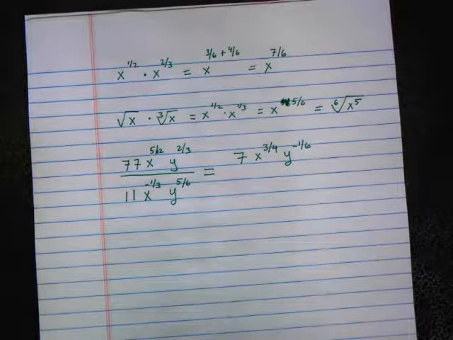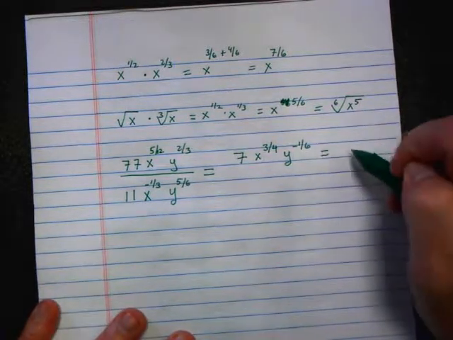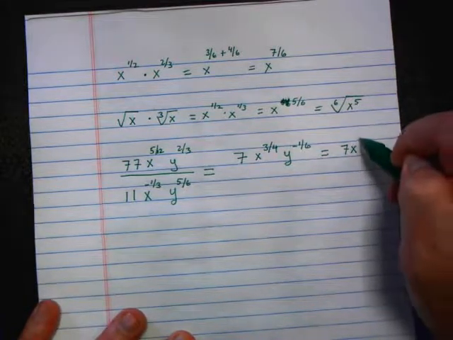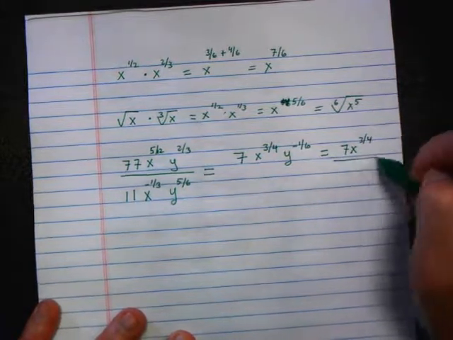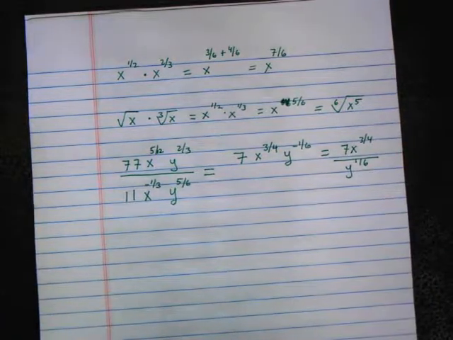So what does a negative power do? It goes to the bottom. So my final answer should be 7x to the 3/4 divided by y to the 1/6. Questions on that?